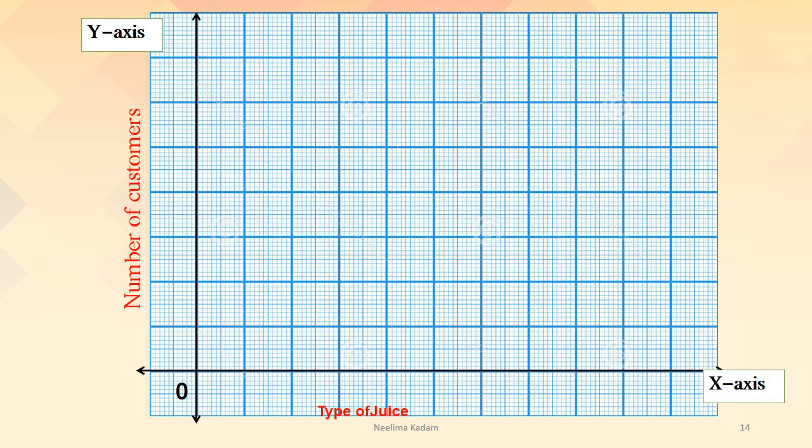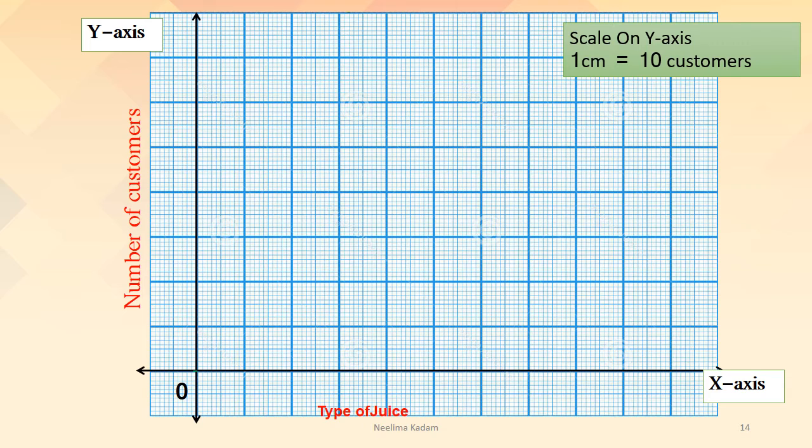Take a graph paper, the horizontal line is the x-axis, the vertical line is the y-axis, and O is the origin. This is important. After taking a bar graph, you have to draw the x-axis, y-axis and origin. Now, on the x-axis, what are we taking? Types of juice, and on the y-axis we will take number of customers. The scale should be, it is given, 1 centimeter equals 10 customers.